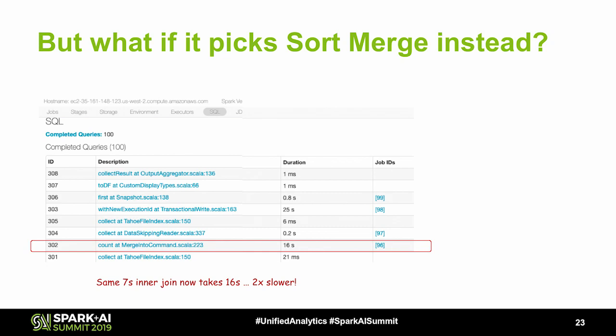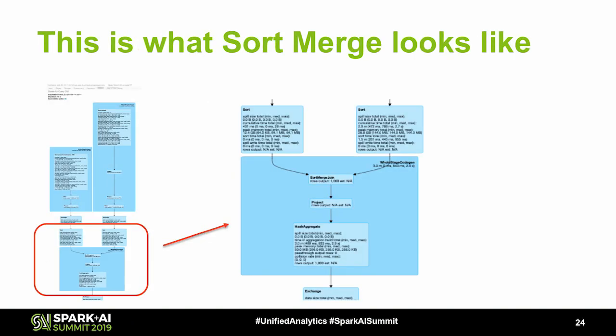And you might be wondering, well, that's broadcast hash. What else is out there? Well, there's something called sort merge. And for sort merge, I had to force the optimizer to pick it in this case. And you can see that it took 16 seconds, which is more than twice as slow as broadcast hash. And here's what sort merge looks like, again blowing up the relevant snippet here on the right.